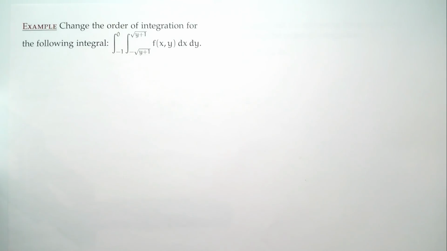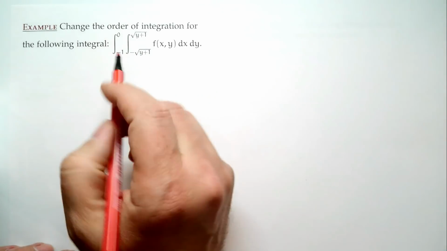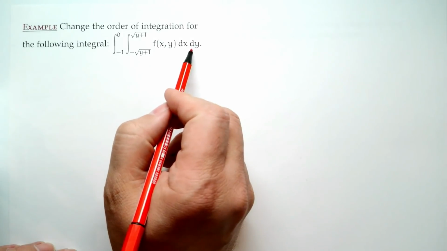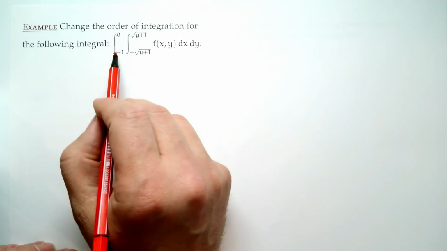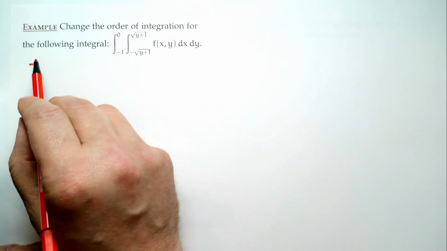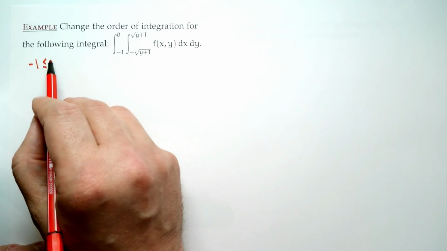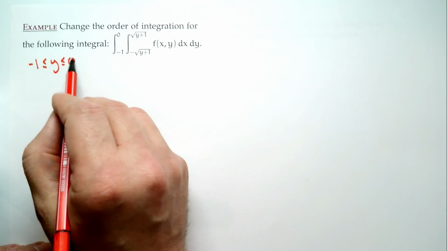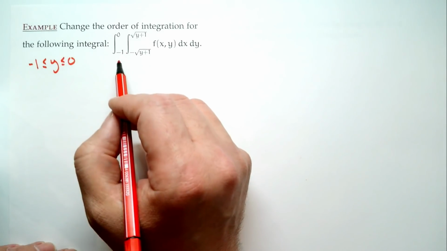Now write down what the current bounds are. What is this integral asking us to find? So the current bounds, what do we have? Well, the outer integral is attached to the y. So what do we know about y? -1 less than or equal to y less than or equal to 0. I can read off the bounds.